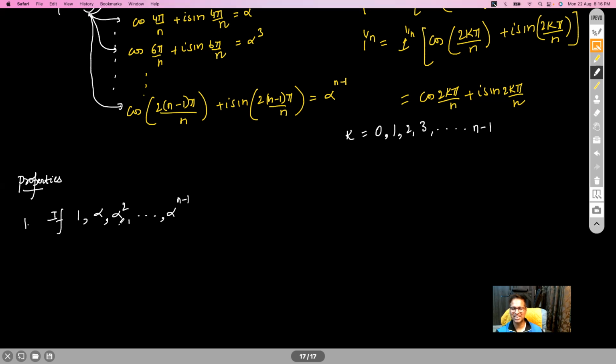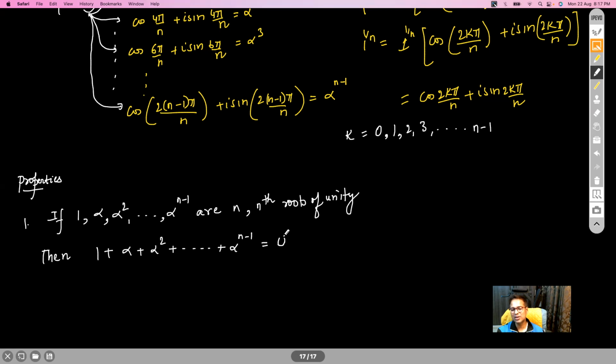Yeah, some of you have, right? So this is actually a geometric progression. If these are your nth roots of unity, then please note down that if you add them all, you will always get a 0 as the answer. Now, how do I prove this?